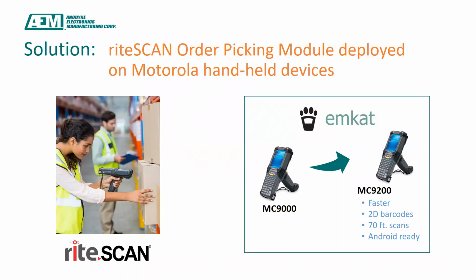With the MC92000 series devices, they're dual compatible OS, which allows them to start with Windows Mobile 6.5 and then port them over to Android whenever they feel comfortable. AEM was really delighted with the process for implementation. It only took them 4 weeks of elapsed time to implement riteSCAN from start to finish.